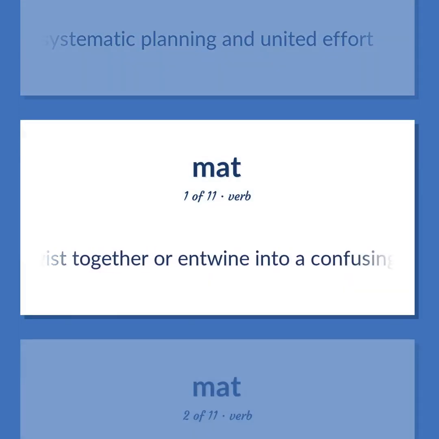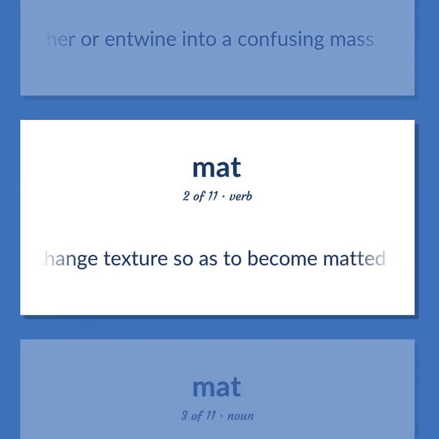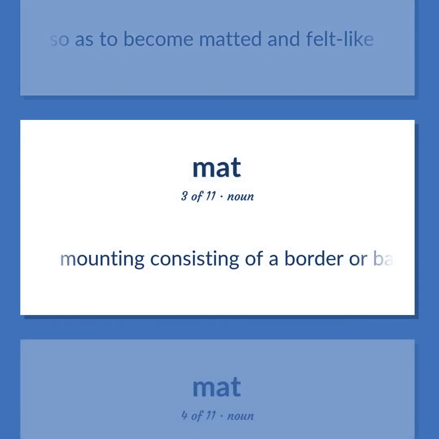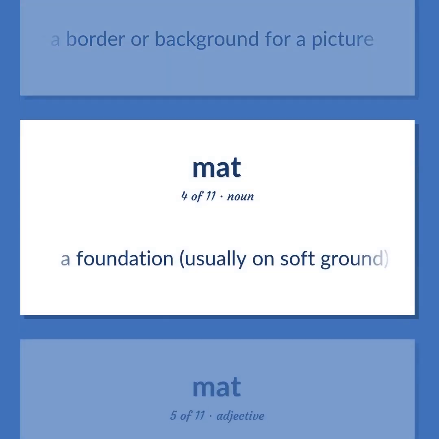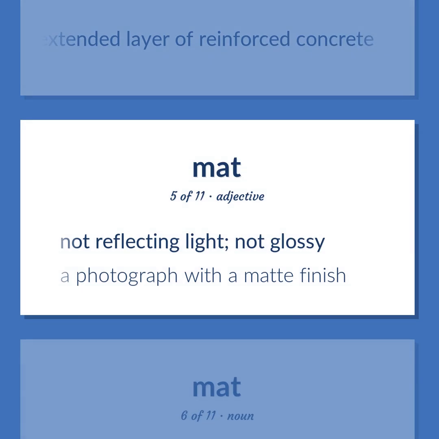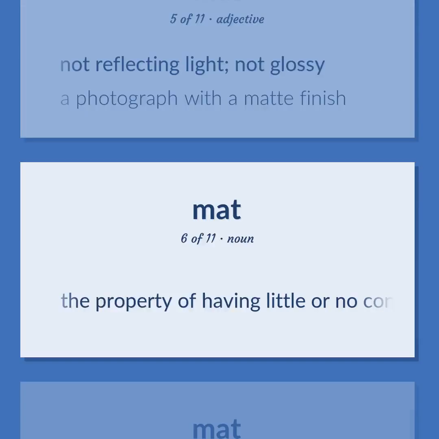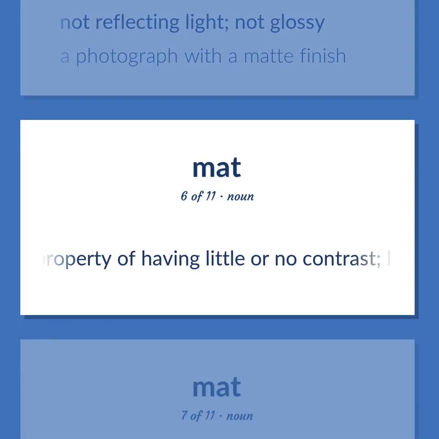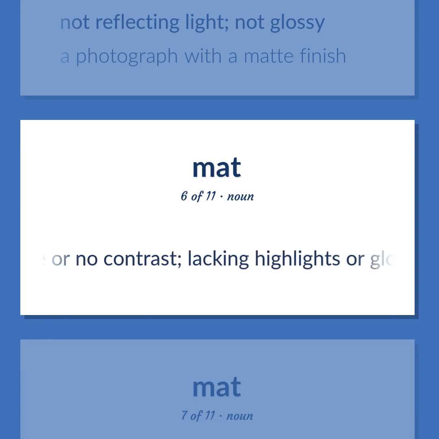Twist together or entwine into a confusing mass. Change texture so as to become matted and felt-like. Mounting consisting of a border or background for a picture. A foundation, usually on soft ground, consisting of an extended layer of reinforced concrete. Not reflecting light, not glossy. A photograph with a matte finish. The property of having little or no contrast, lacking highlights or gloss.